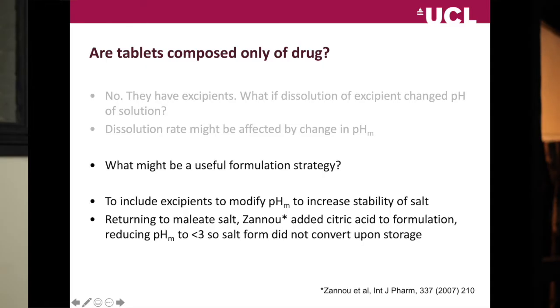So if you go back to that Zanu paper, and I still think it's highly worth reading it, they realised that this is a potential formulation strategy. And so what they did was they added an excipient in order to lower the pHm. And obviously, if you want to lower the pHm, the best thing to add is an acid. So in this instance, they added citric acid to their tablet.